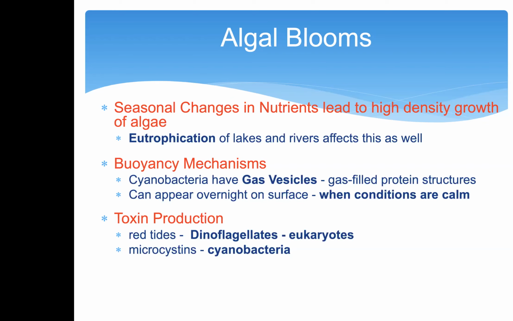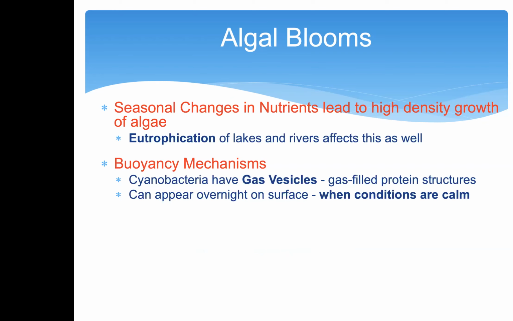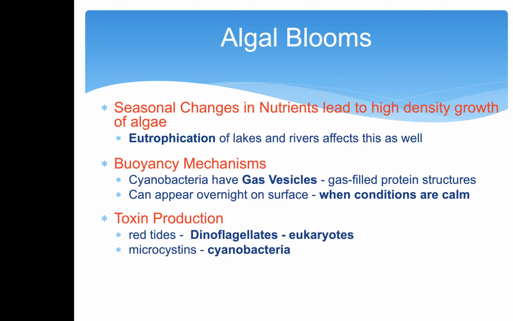And so we can see these problems. Some cyanobacteria also produce toxins. They usually don't hurt people, but they're known to kill livestock in freshwater ponds and lakes where livestock might be drinking.